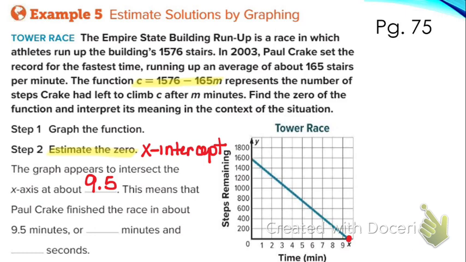So that means that Paul Craik finished the race in about 9.5 minutes, or 9 minutes and how many seconds? What's 0.5 of a minute is how many seconds? 30. Okay. So that's what we guesstimate from looking at a graph. So now let's look at step 3, where we actually solve it to figure that out, because we're just taking a guess.